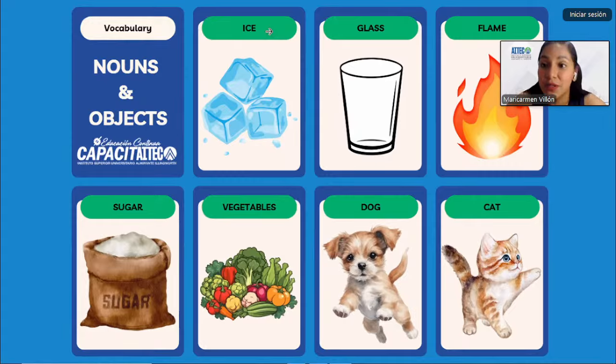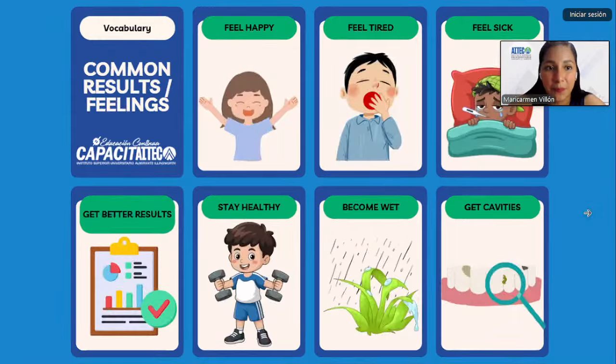We got vegetables. Some people sometimes pronounce it incorrectly. Vegetables. That's the correct pronunciation. We got dog and cat, objects. All right. Look, we got more vocabulary. Let's keep going. Common results, feelings. Feel happy, feel tired, feel sick. Get better results. Stay healthy, become wet, get cavities.